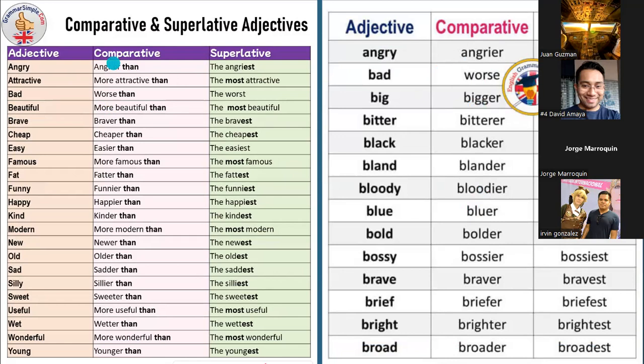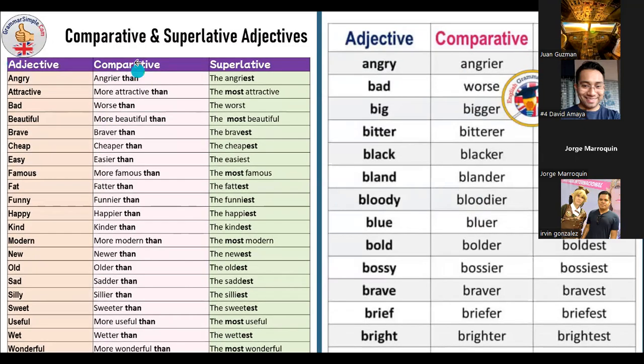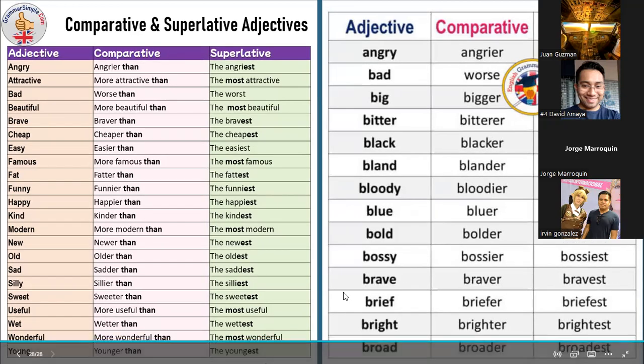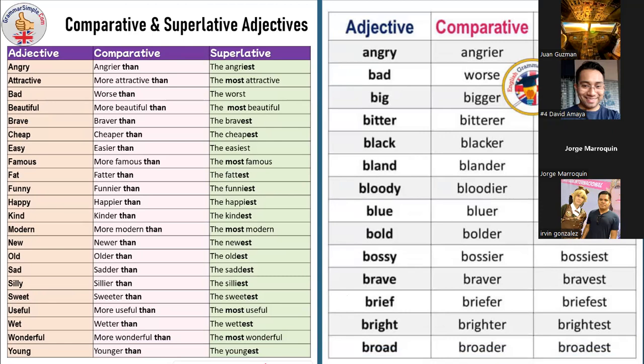Now, everybody, open your microphone and repeat after me. We are going to say the comparatives. Angry, angrier. Attractive, more attractive. Bad, worse. Beautiful, more beautiful. Braver. Cheaper. Easier.